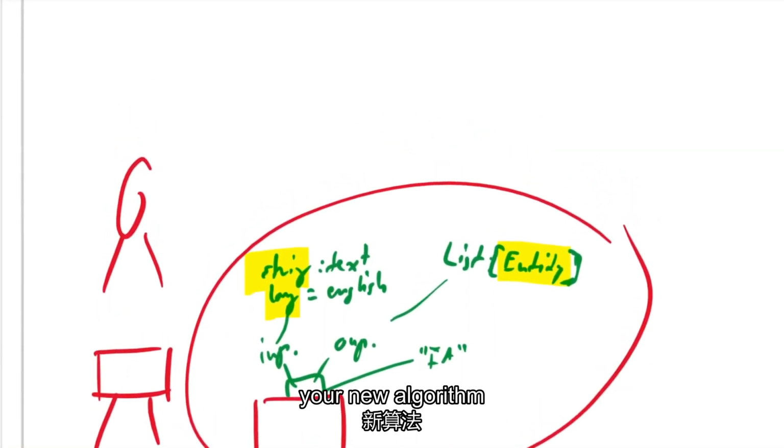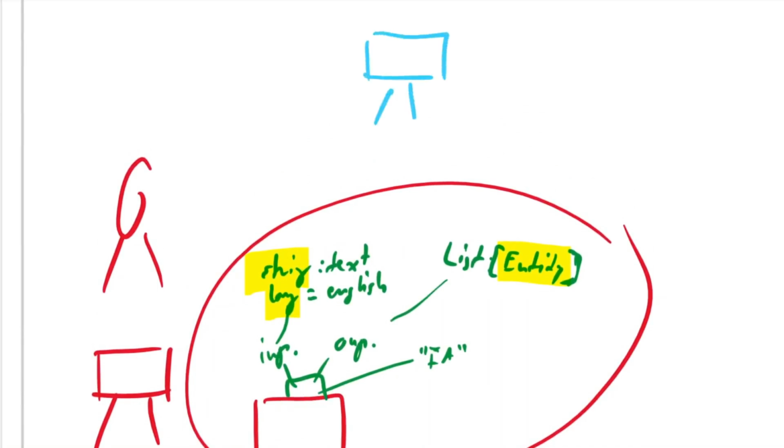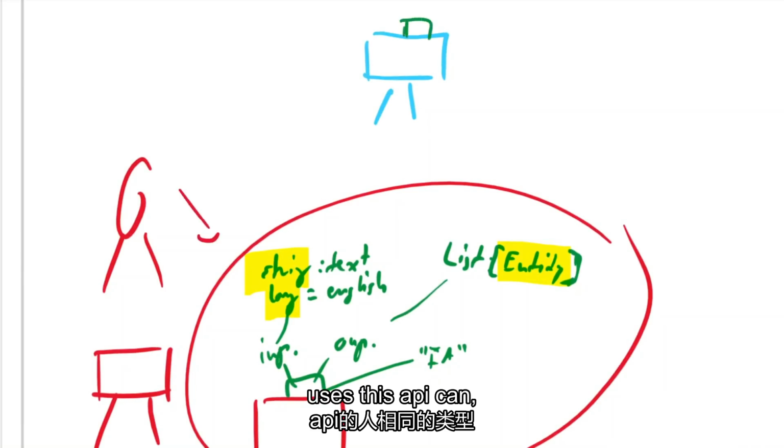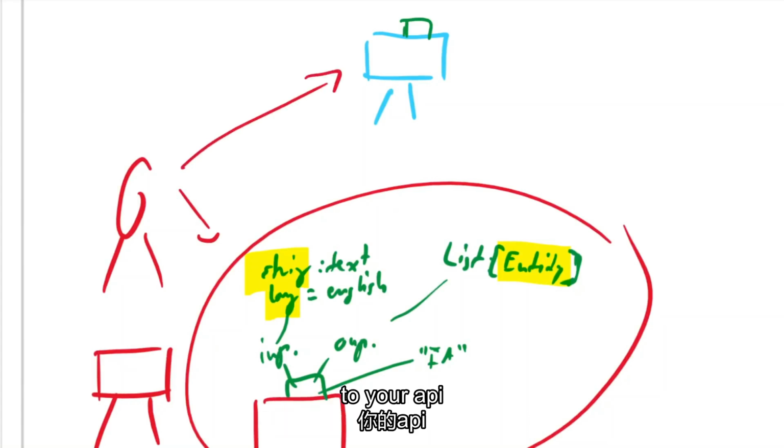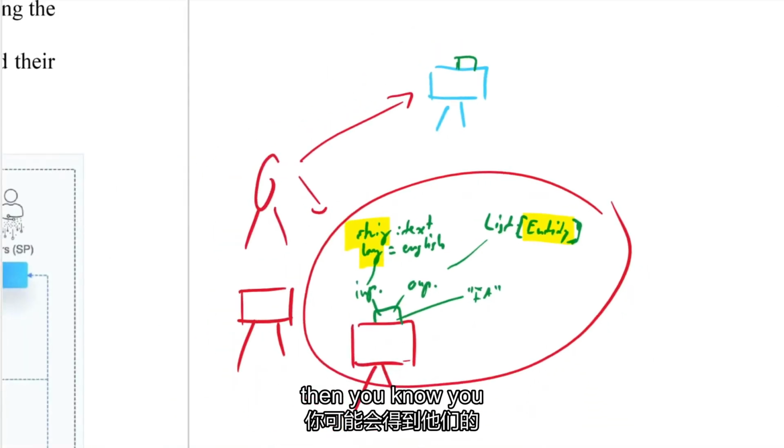You have your new algorithm over here, and you implement the same API. You have this green API, and you implement the same types. Then anyone who uses this API can, if they want, switch without any work to your API. And if you are better, then you probably get their business because they want to call the better one.